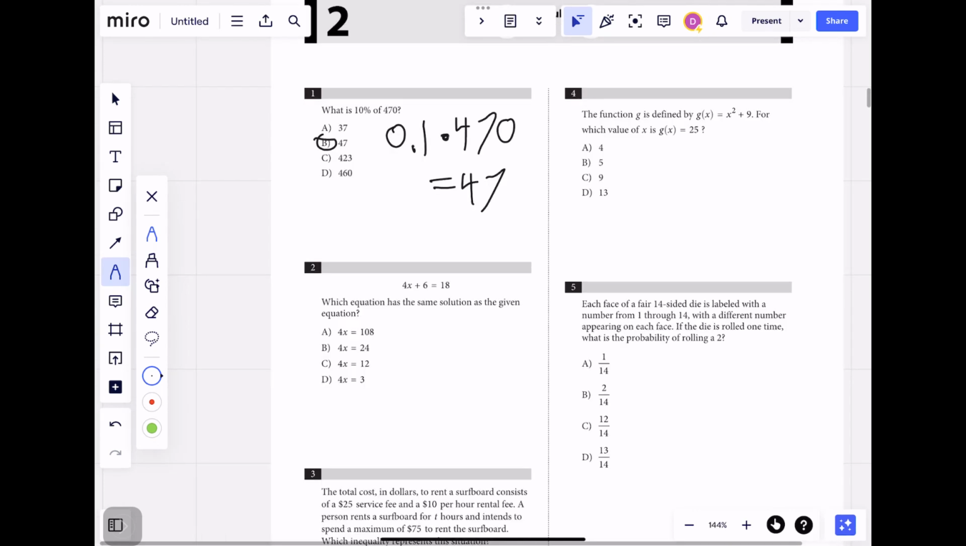Which equation has the same solution as the given equation? I'm noticing that all the answer choices have 4x, so we're going to try and solve for 4x alone. We can just look at the equation and see that by subtracting 6 from both sides, we're going to get 4x equals 12, which is answer choice C.